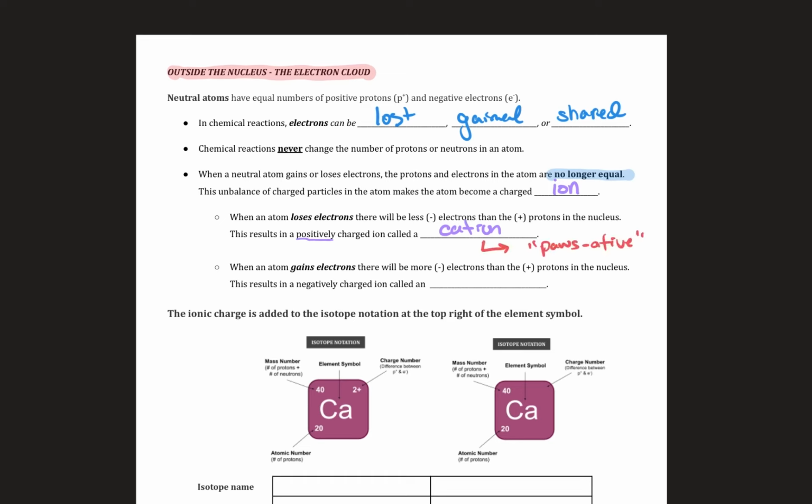Cations are positive. However, when an atom gains electrons, there will be more negative electrons than positive protons in the nucleus. This results in a negatively charged ion called an anion. I don't have a cute mnemonic for that.